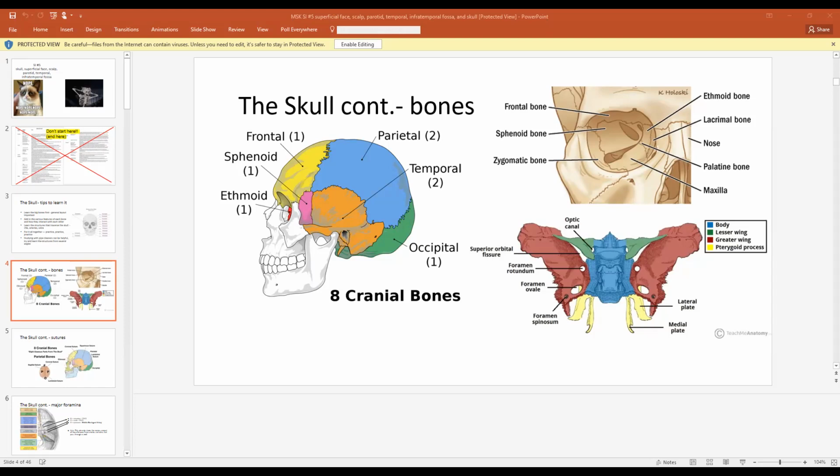Any questions on the skull? Are we good to move on? Any chat? Nope. All right, cool.